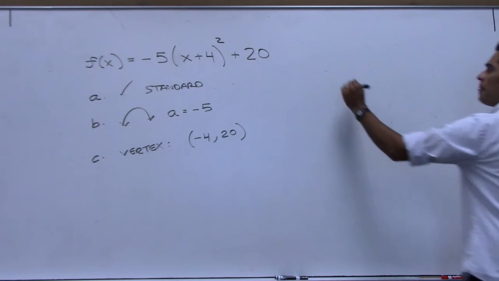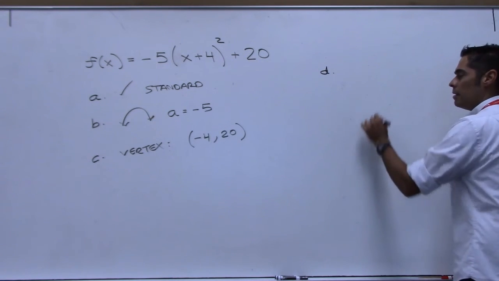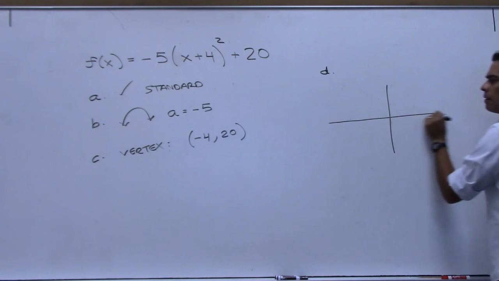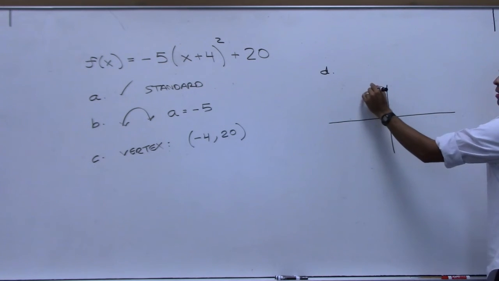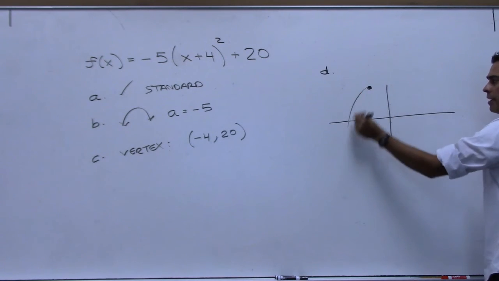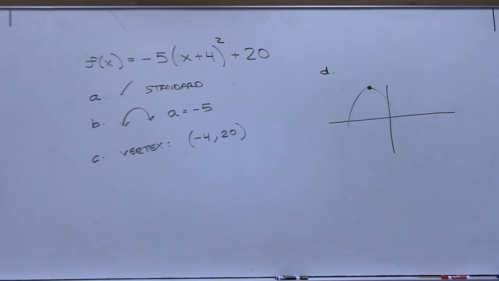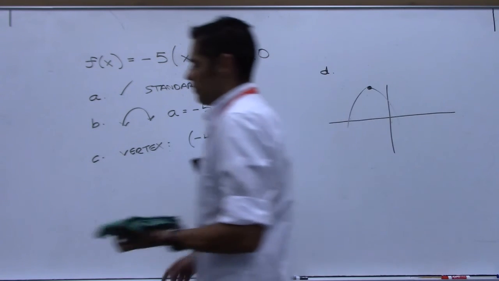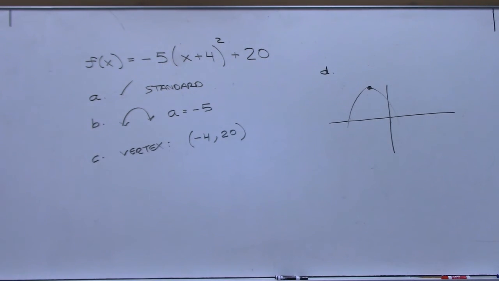Part D, quick sketch. -4, +20, I'm up here. Opens down. Do I have x-intercepts? Yes, I have 2 of them. So that means I need to go find them. And how do we find them? Set the function to 0. So I'm getting my x-intercepts by setting the function equal to 0.